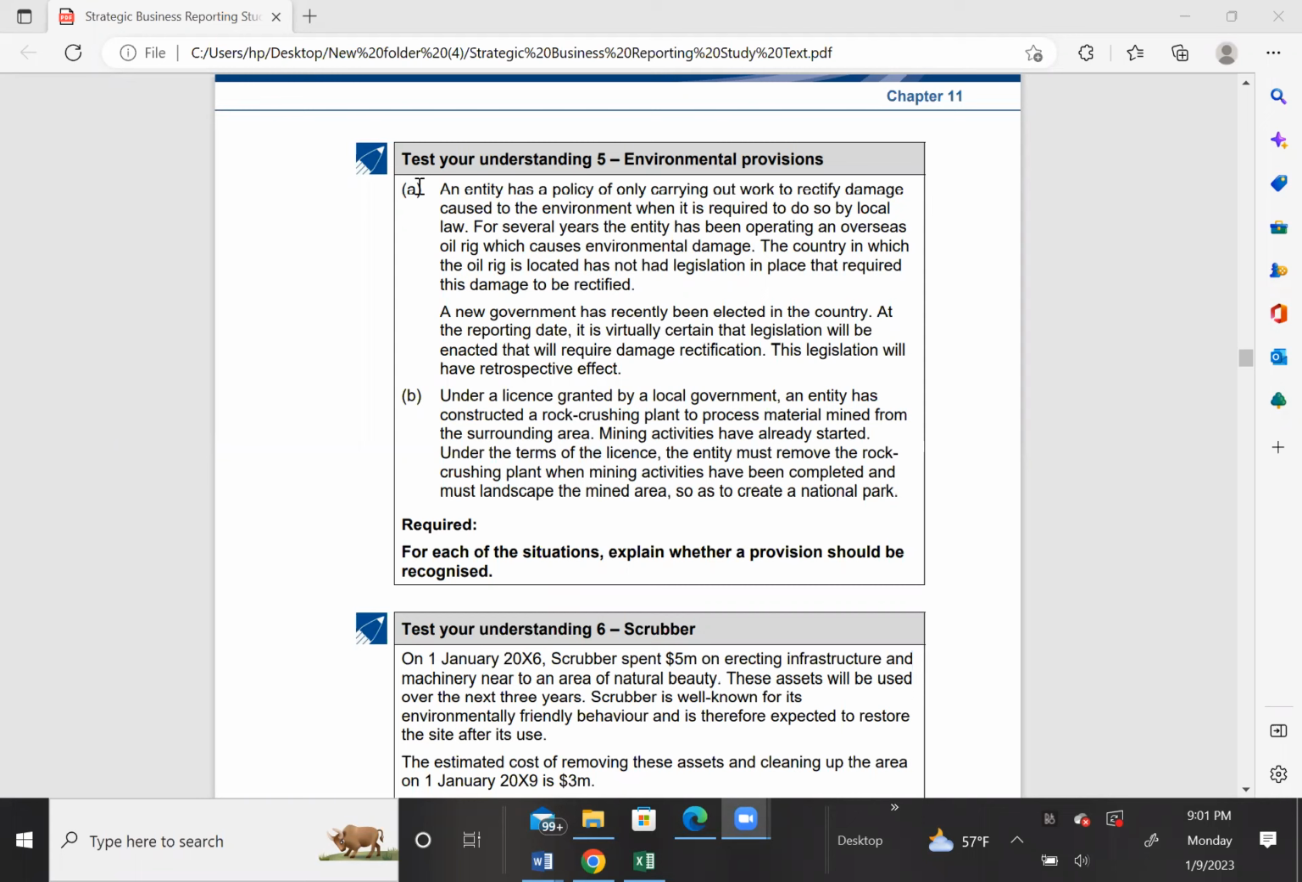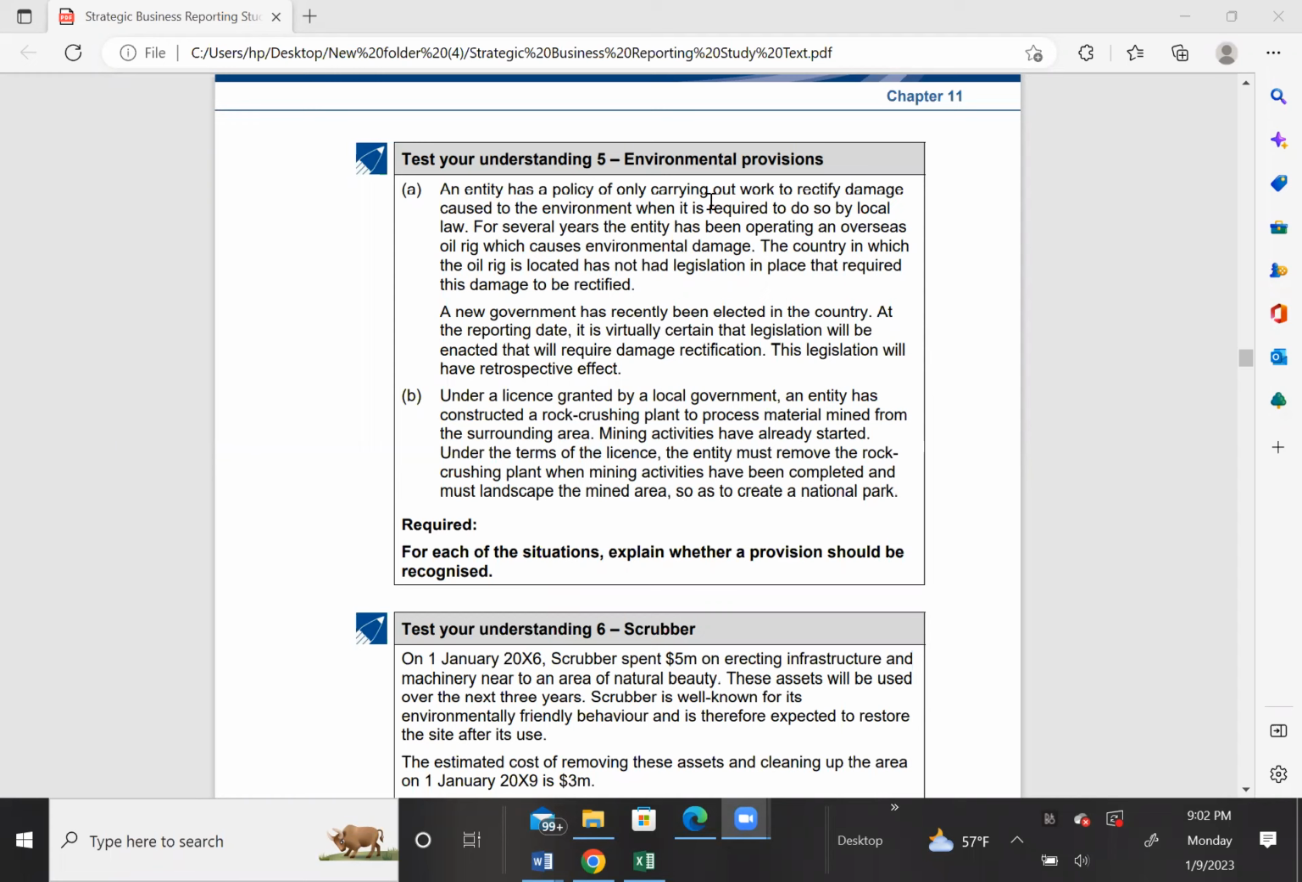Again, keep in mind the provision is recognized when there is a present obligation due to a past event. So in this case, there is a past event. They have caused damage to the environment, and it is virtually certain that the legislation will be passed, the law will be made. So it has become a present obligation. So a provision should be recognized in this case.